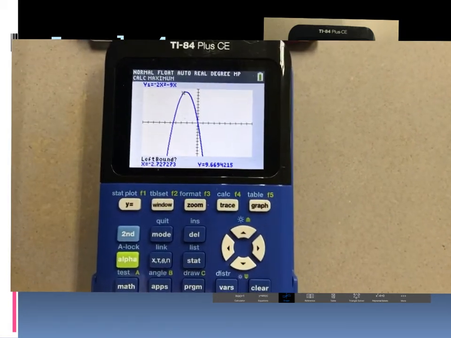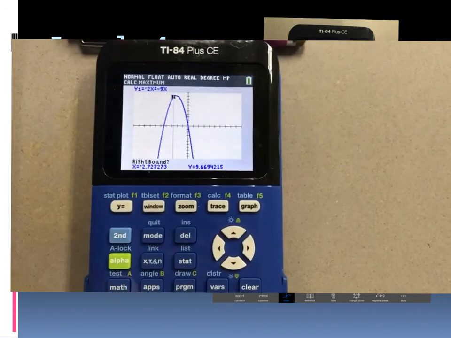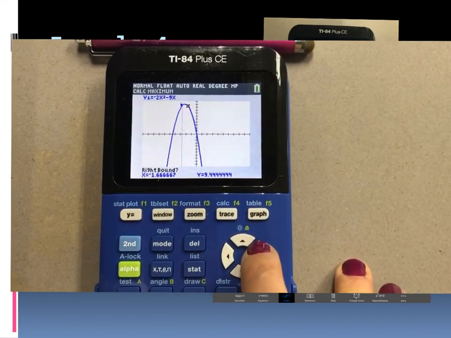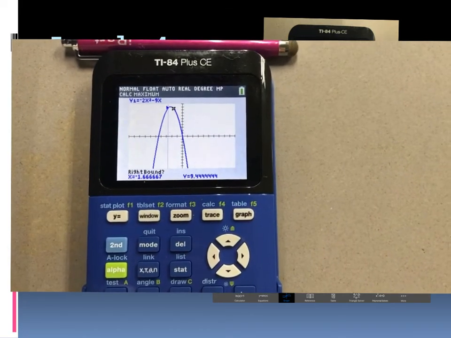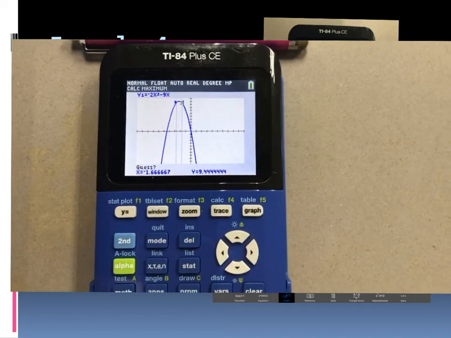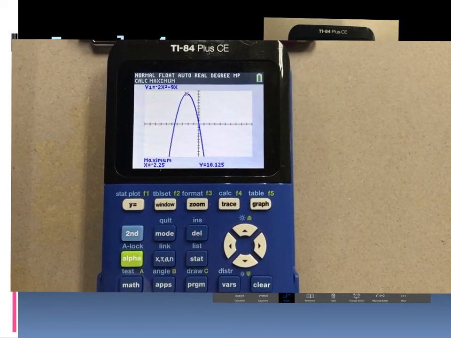So I'm going to click enter. It gives that little line. So we're saying, okay, that's going to be left of the maximum. Then it's asking me for the right bound. So I scroll my little trace to the right till I'm past the max, and I hit enter. And now that's my right bound. And then it says guess, and I just hit enter, and it brings me exactly to my max. So that's going to be your accurate max.